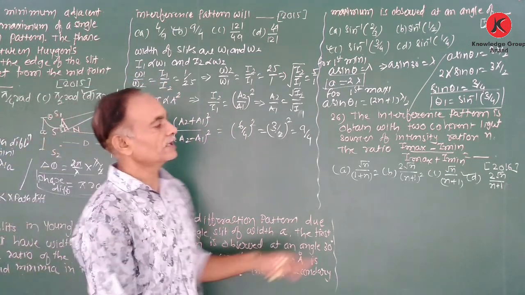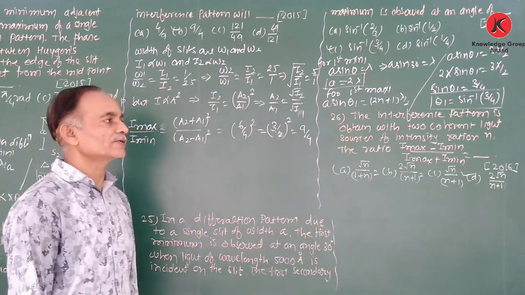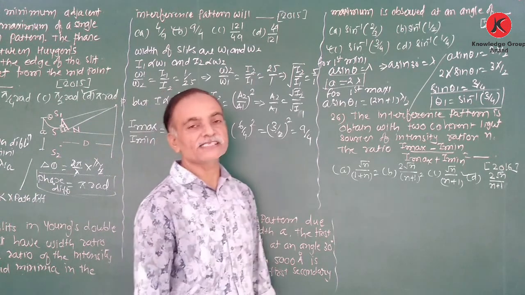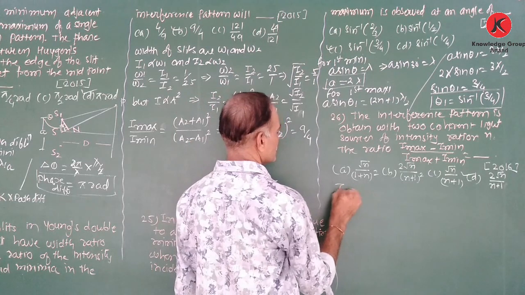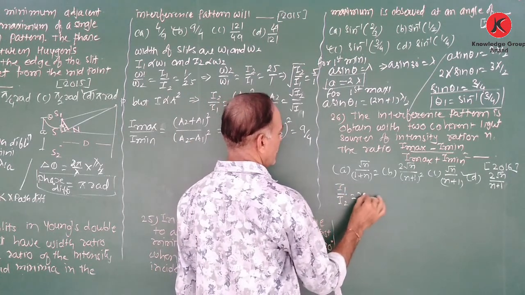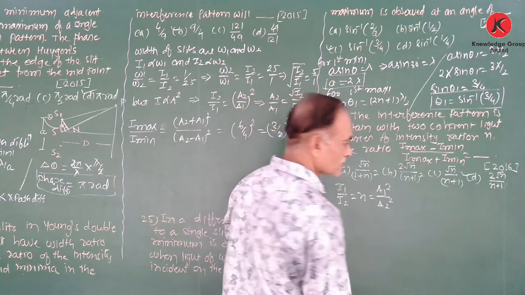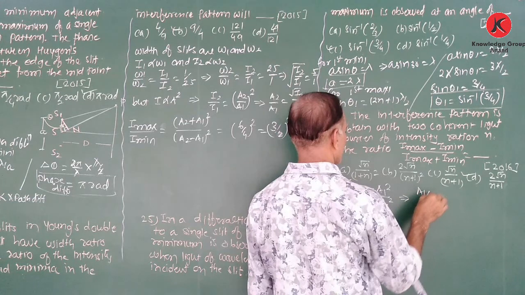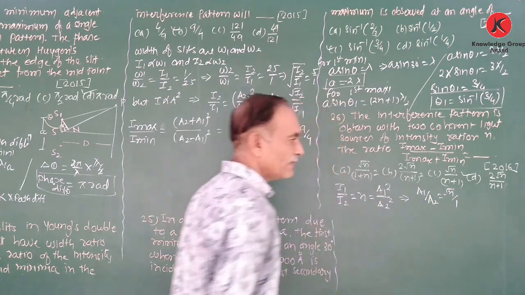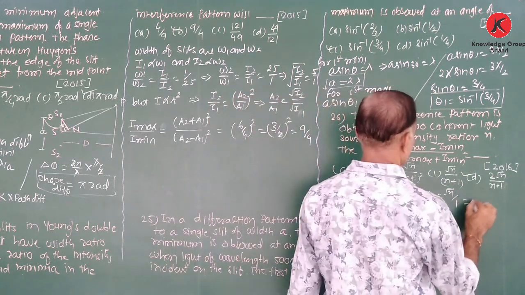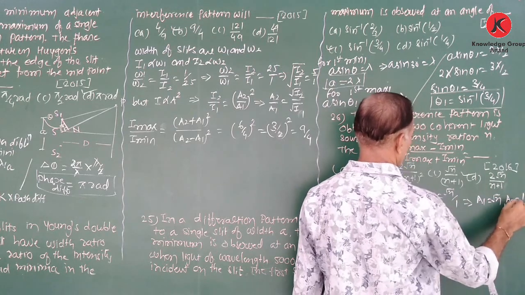Now, next it also depends on the intensity. The interference pattern is obtained with two coherent light sources of intensity ratio n. That means I1 upon I2 is equal to n, which is A1 square upon A2 square. Therefore, we can write A1 upon A2 is equal to root n by 1. Therefore, we can compare: A1 is equal to root n, A2 is equal to 1.